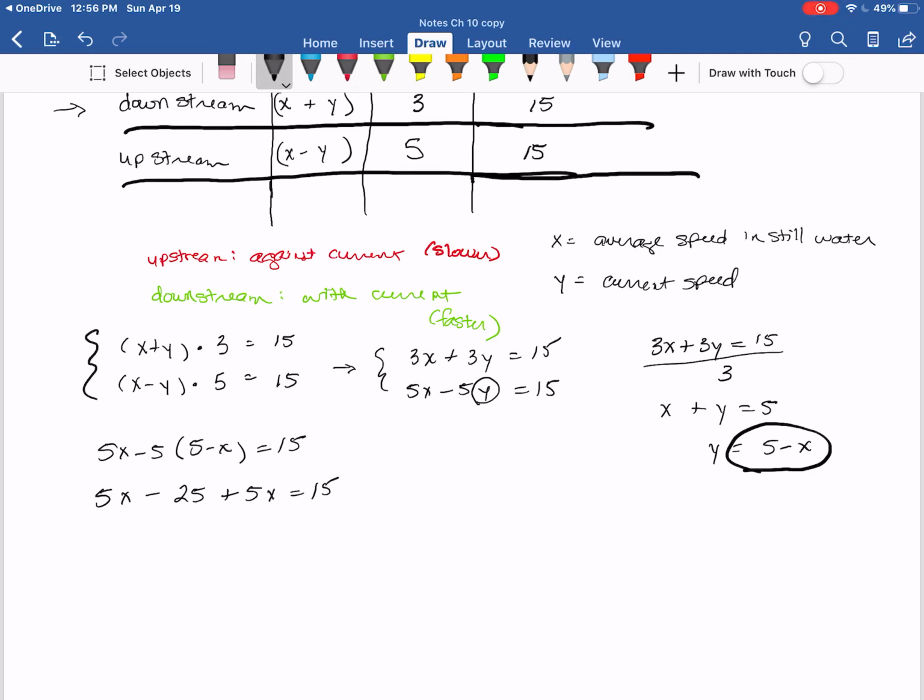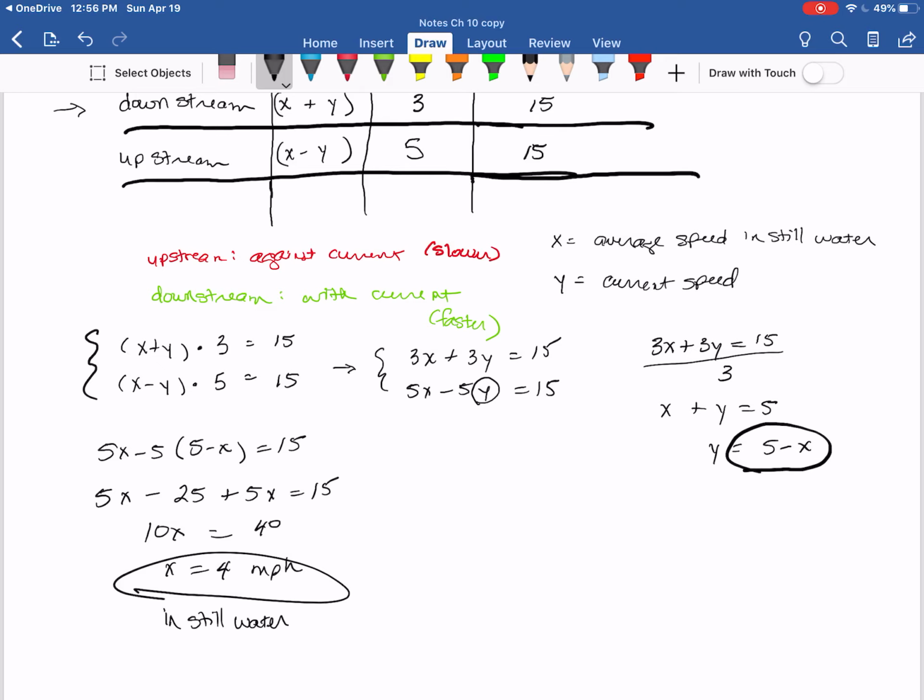And combine your like terms, 10x. Get the 25 to the other side, that's 40. X equals 4. We are in miles per hour units. X stands for the average speed in still water. This individual can swim at the rate of 4 miles per hour in still water. It's a pretty good clip.